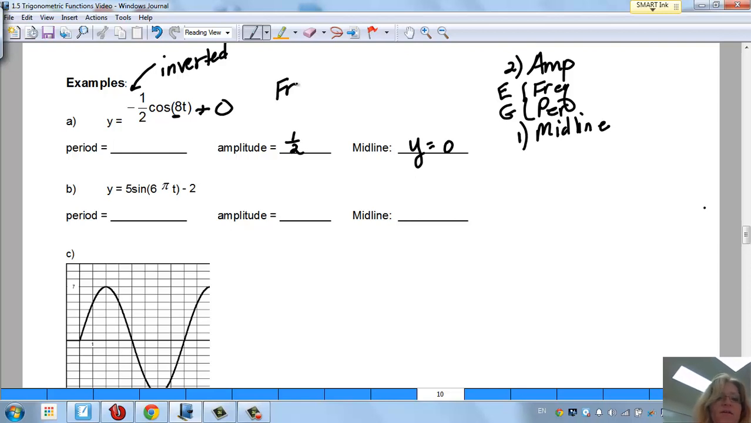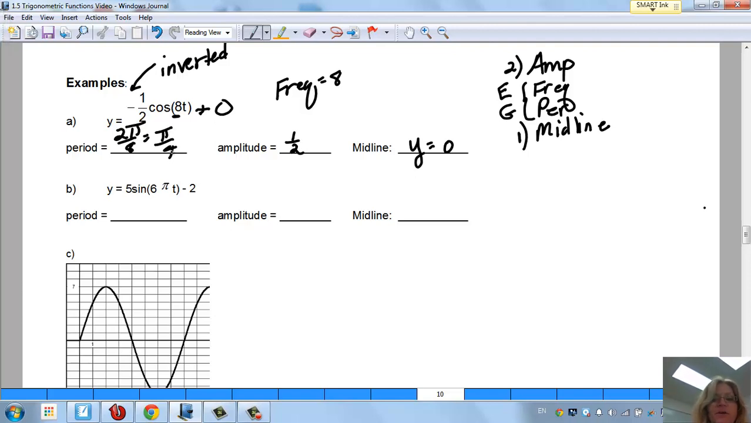All right? But they didn't ask us about the frequency, but they want the period. So it's going to be 2 pi over 8, or pi over 4. So that's how we do that. All right, let's try the next one.